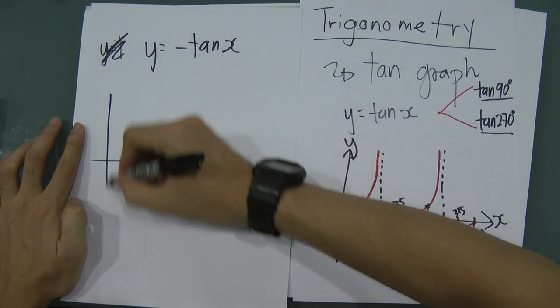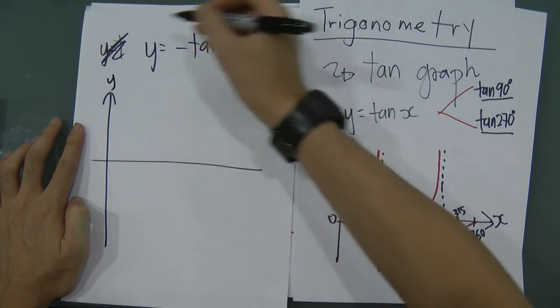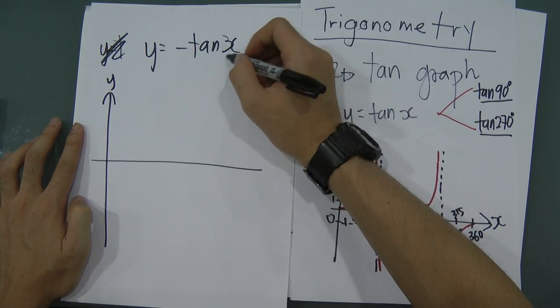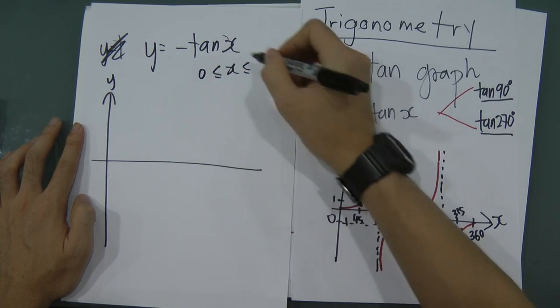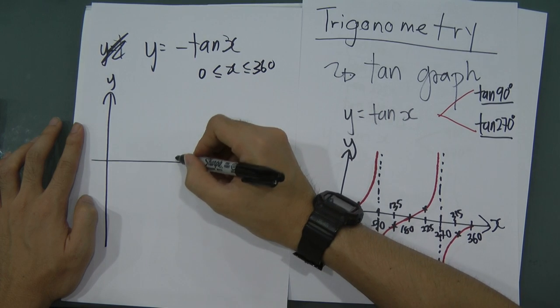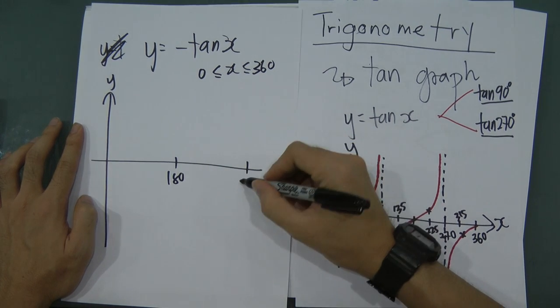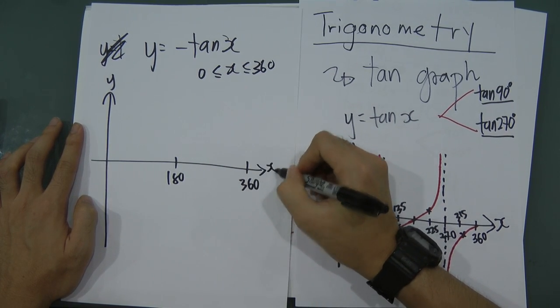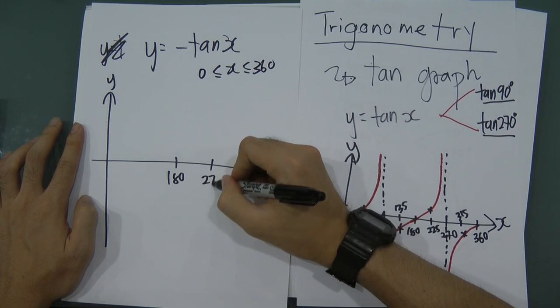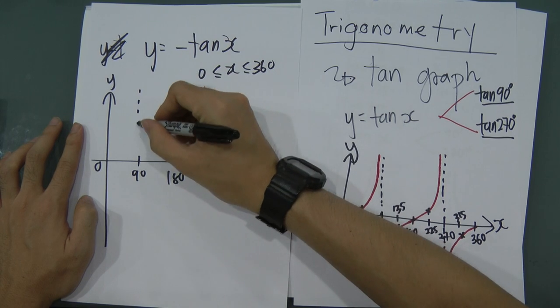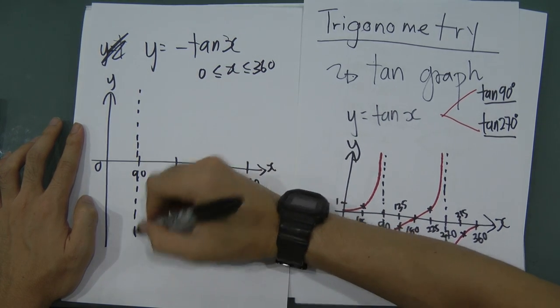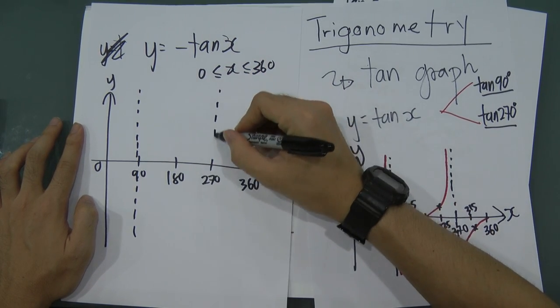I'm going to draw it very quick because I want to save time. Because you have no 2x here, this is actually one cycle. So I'm going to draw x between 0 and 360. I'm going to divide into 4 parts. Here 180, this is 360. Here will be 270, here will be 90. So this is 0. I'm going to draw the dashed line on 90 and 270.